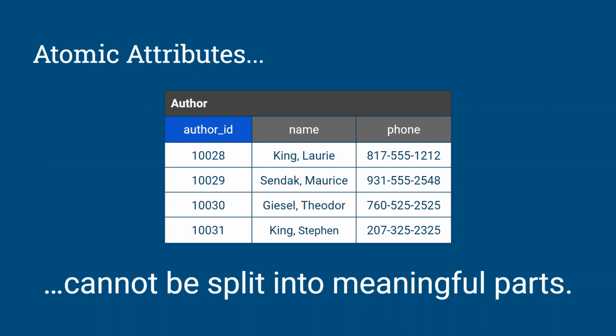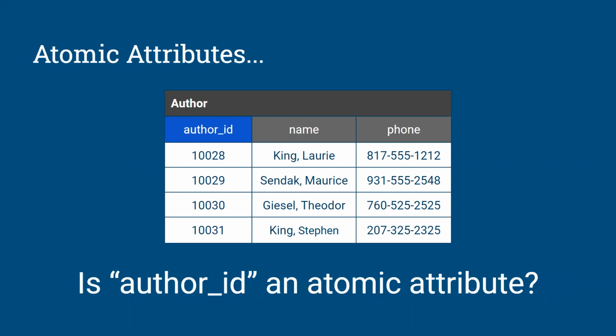So if we look here and we ask about author ID, can author ID be split up? It's like 5 digits. Could it be split up? Yeah, you can split it into a 1, a 0, a 0, a 2, and an 8. But do those individual parts mean anything in the context of the business? No. And so author ID is atomic. Can't split it. Okay. So how about name? Is name atomic?